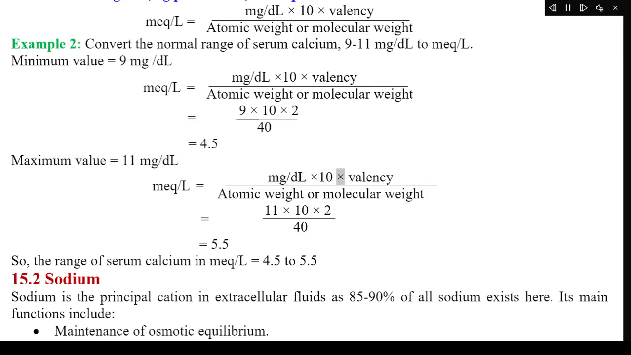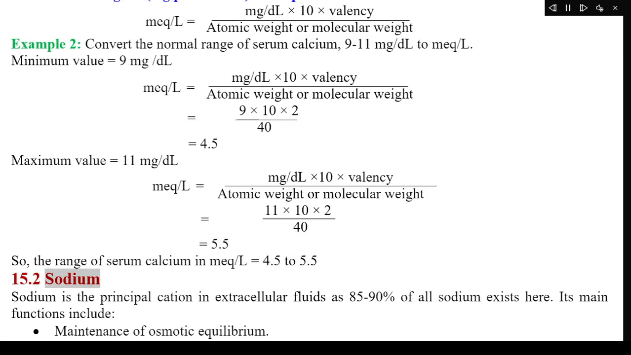Maximum value equals 11 mg/dl. Milligram per deciliter times 10 times valency, divided by atomic weight or molecular weight: 11 times 10 times 2, divided by 40, equals 5.5. So, the range of serum calcium in milliequivalent/L equals 4.5 to 5.5.